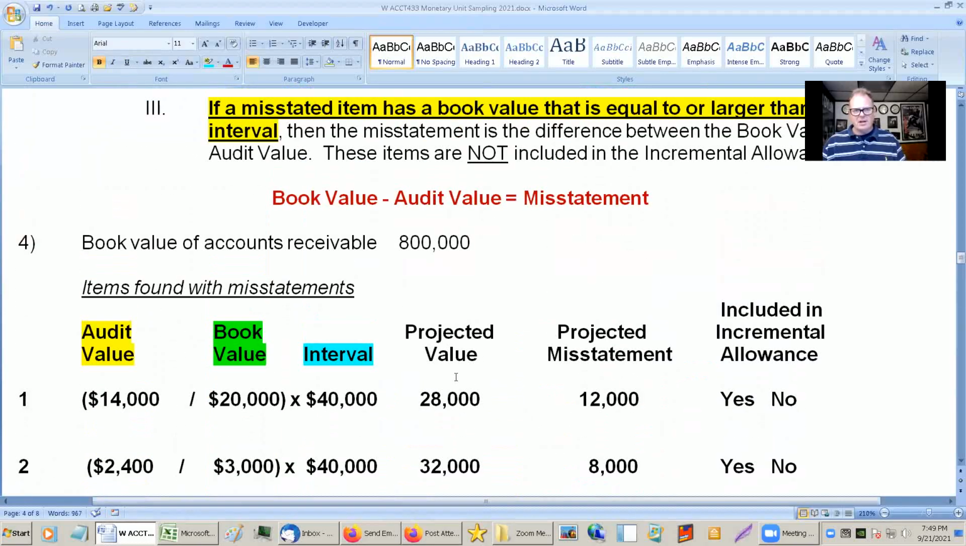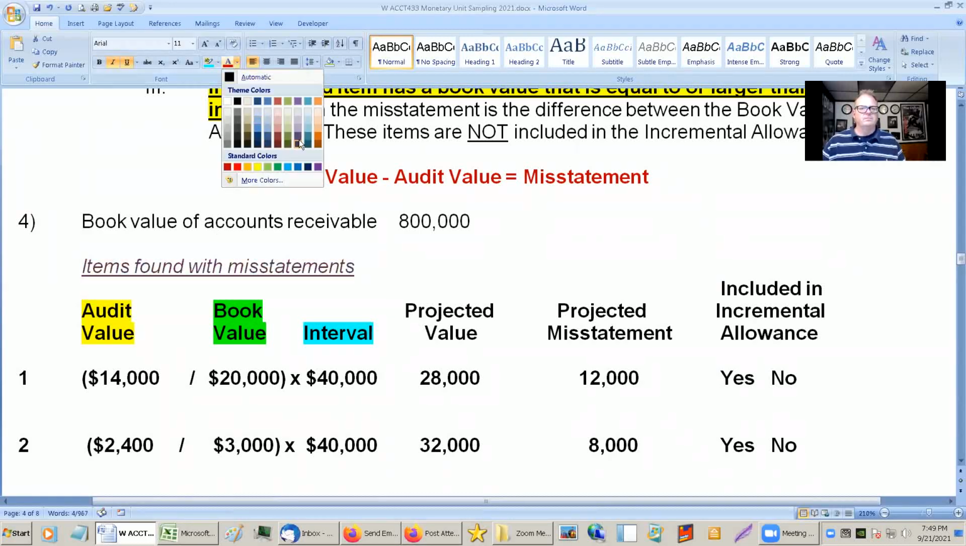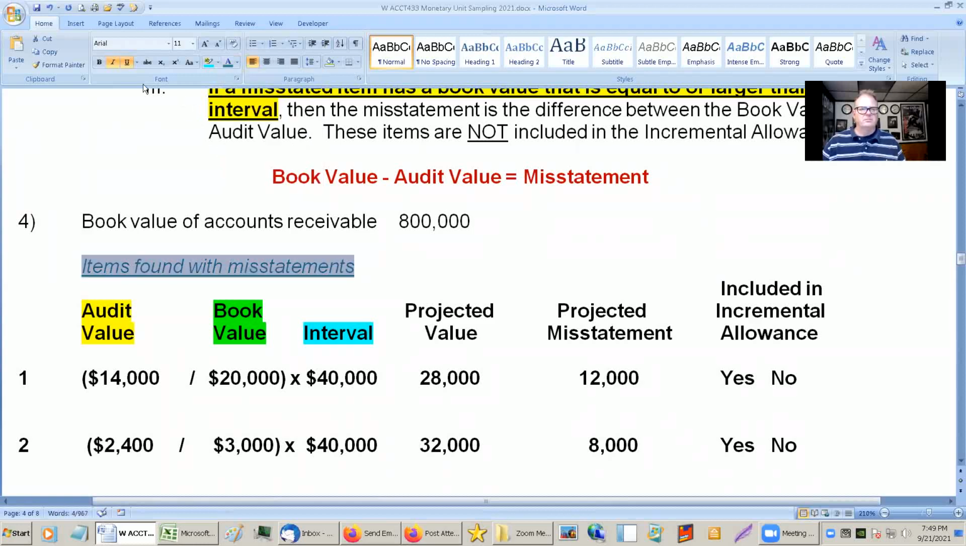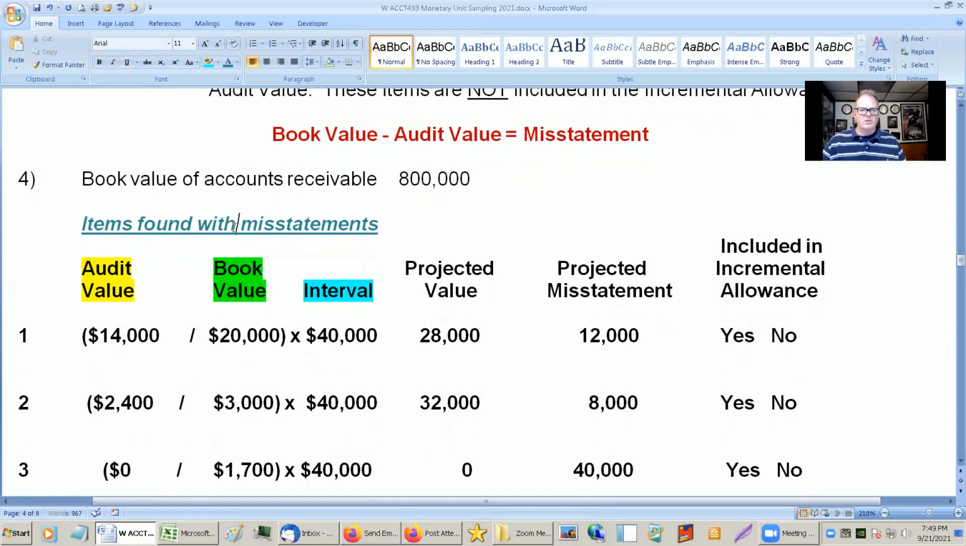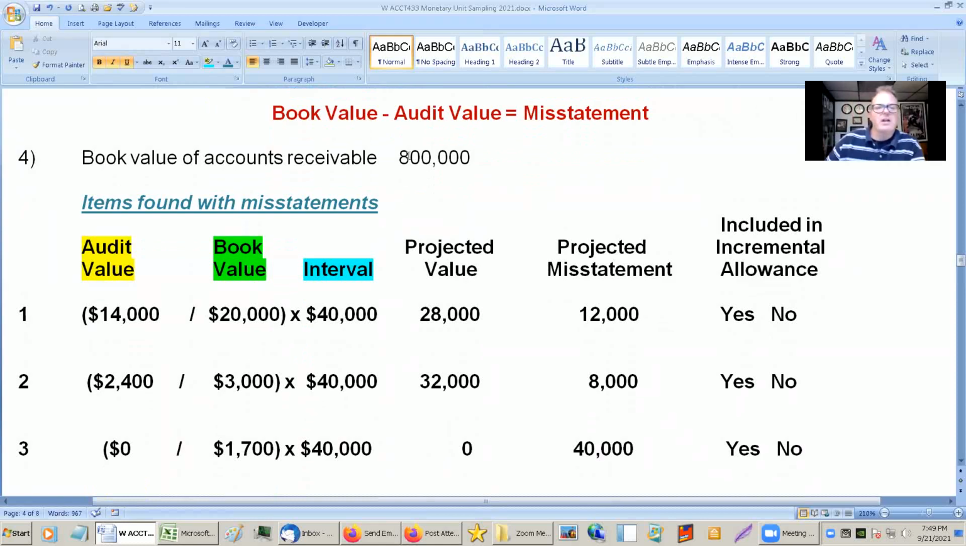Now, these are only the items that were found with misstatements. So there may be many more items that didn't have misstatements, just a quirky way I wrote this up. There may have been another 100 that didn't have misstatements. Oh, wait, we can actually figure out how many there are. The book value of accounts receivable is 800,000. The interval is 40,000. How many items were picked?